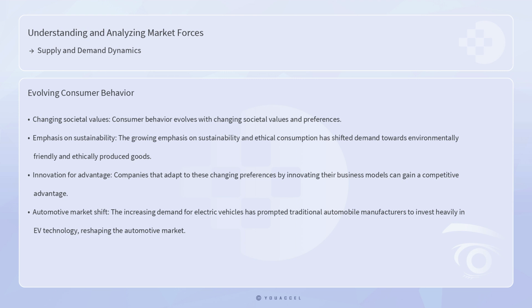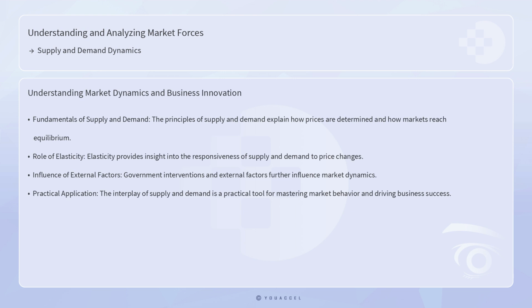In conclusion, the dynamics of supply and demand are fundamental to understanding market forces and their impact on business model innovation. The principles of supply and demand explain how prices are determined and how markets reach equilibrium. Elasticity provides insight into the responsiveness of supply and demand to price changes, while government interventions and external factors further influence market dynamics.